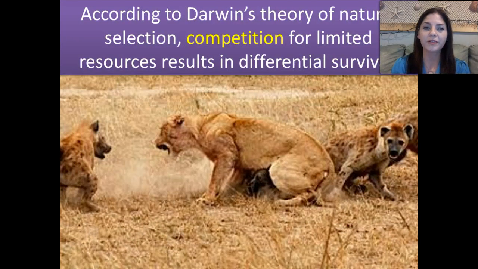According to Darwin's theory of natural selection, competition for limited resources results in differential survival, meaning, for example, the lion that is the most fit and can attack its prey or defend its prey from other predators, that's the one who's going to survive and be able to reproduce, and her offspring will be left to reproduce. So eventually her genes will go from one generation to the next, to the next, to the next.